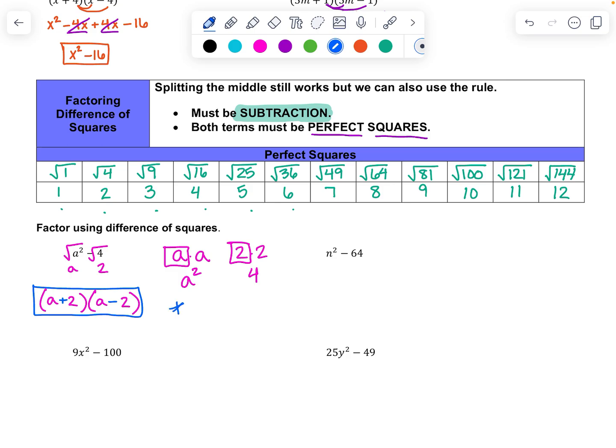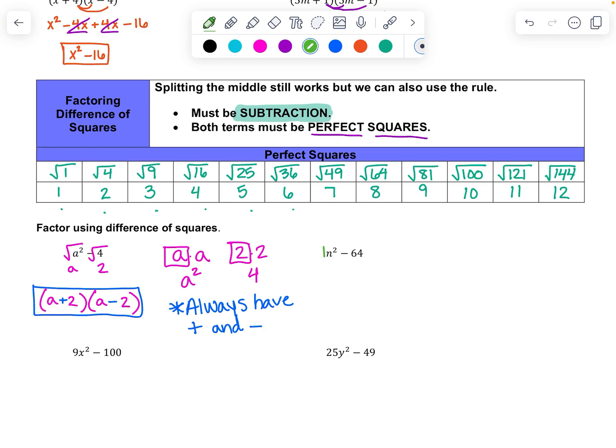So maybe make a note in your notes. Always have plus and minus for our factors. Okay? On to my next one.